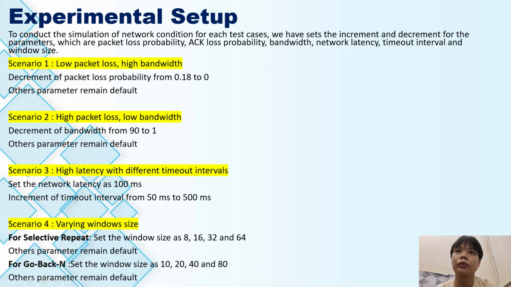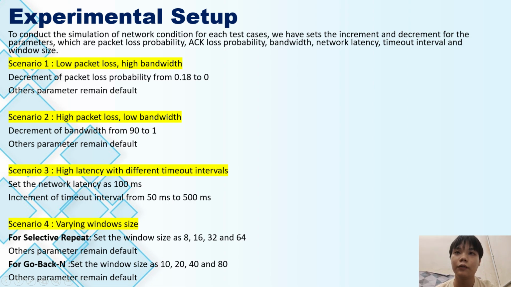So now we will go to our experimental setup. To conduct the simulation of network conditions for each test case, we have set the increment and decrement for the parameters, which are packet loss probability, ACK loss probability, bandwidth, network latency, timeout interval, and window size. For scenario 1, low packet loss and high bandwidth, we have set the decrement of packet loss probability from 0.18 to 0. The other parameters remain default.